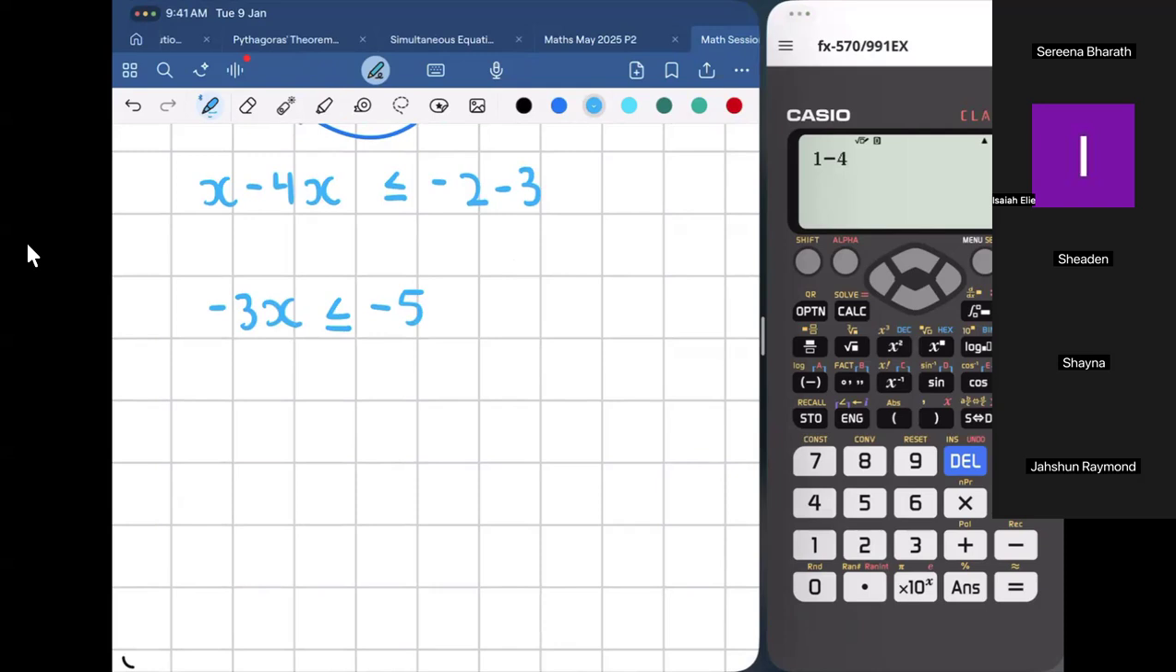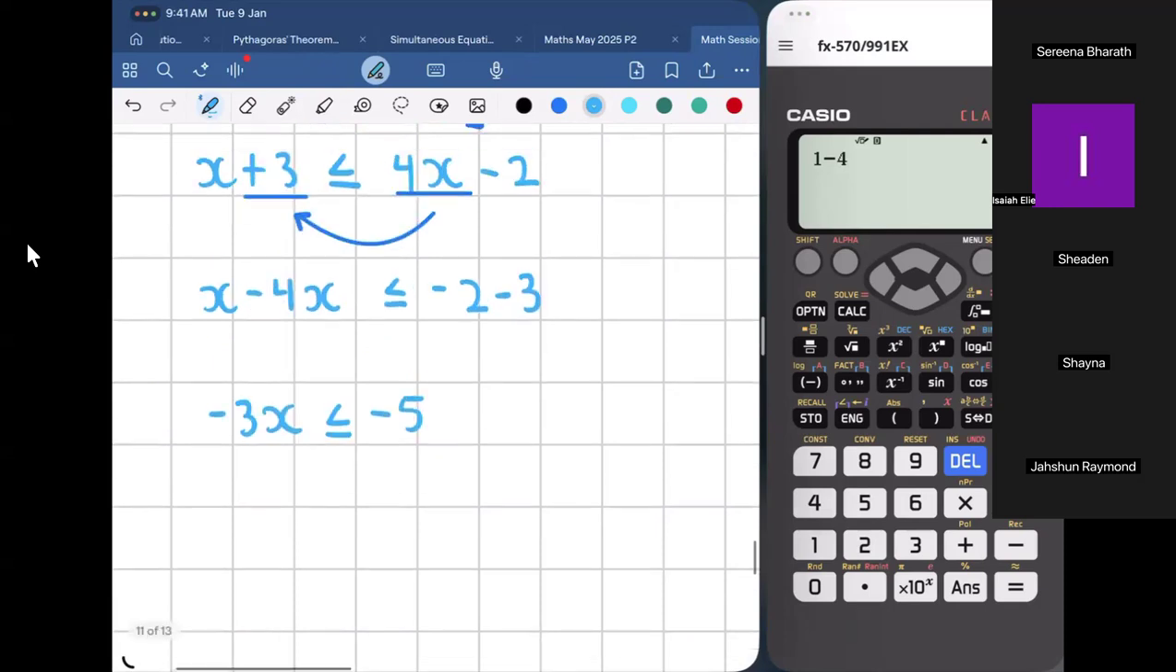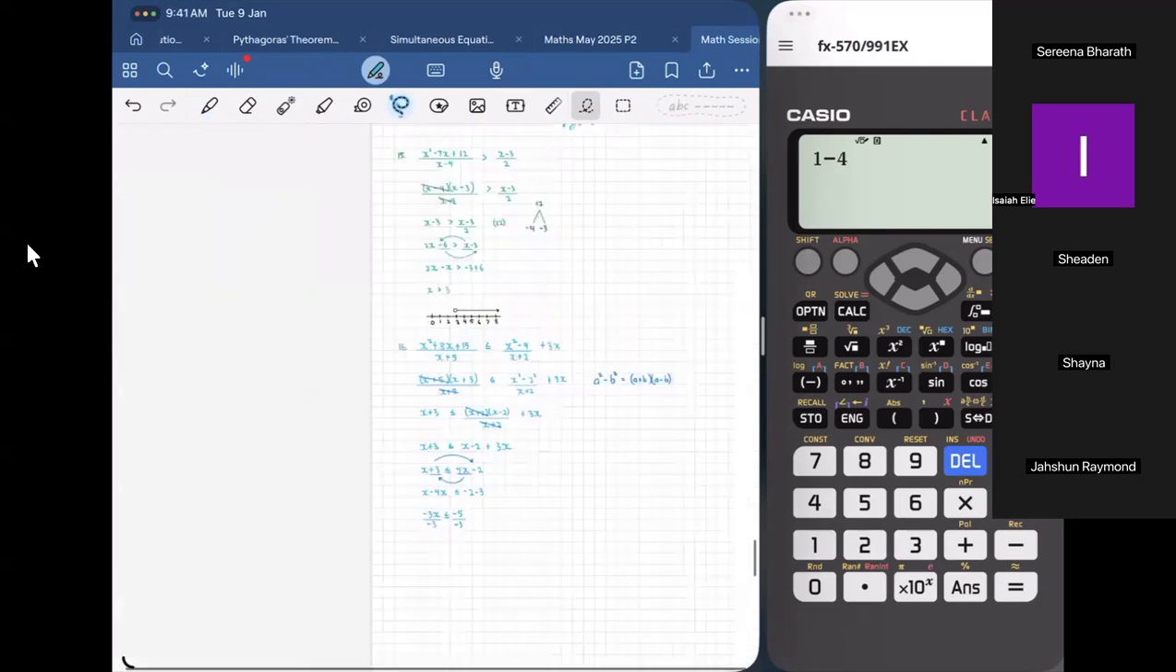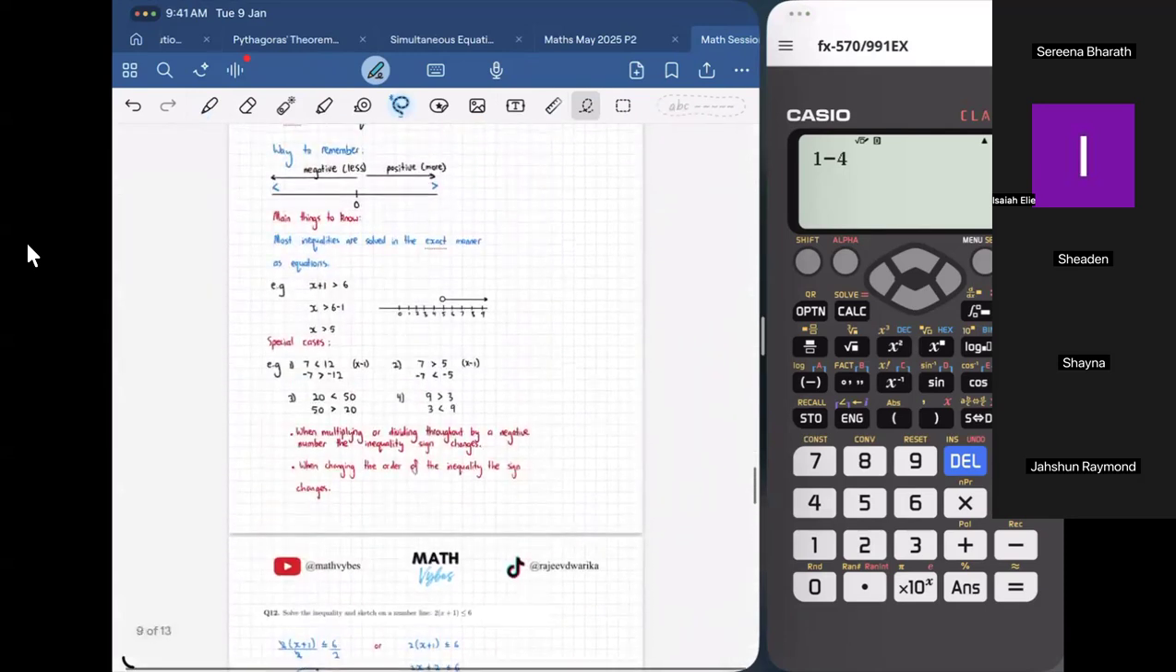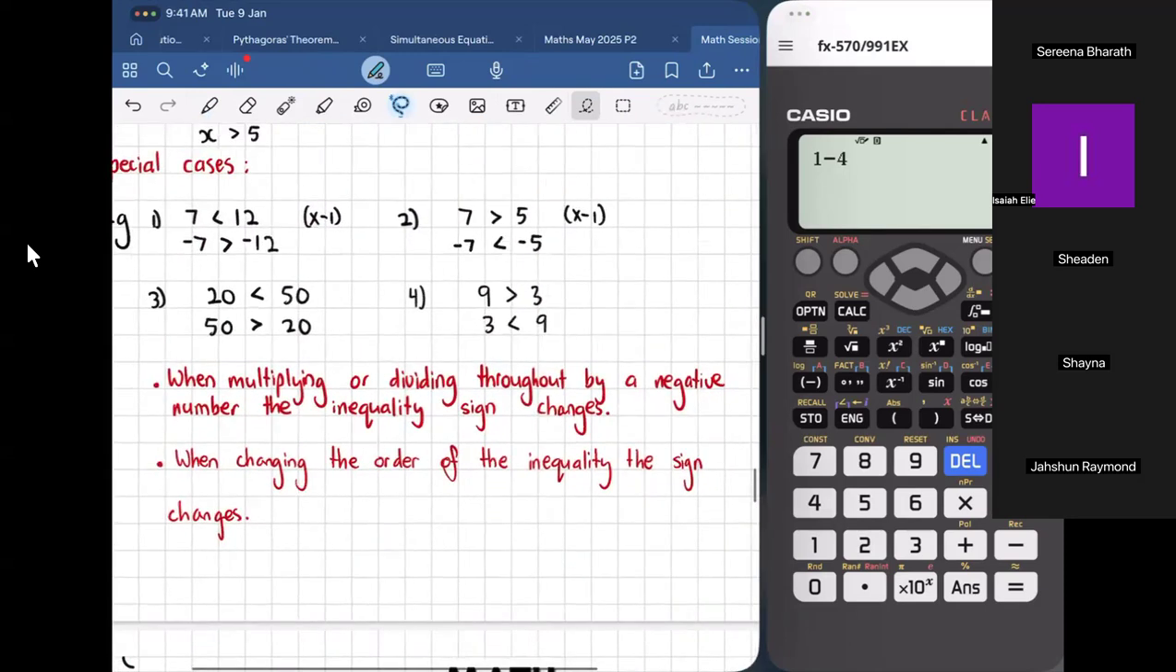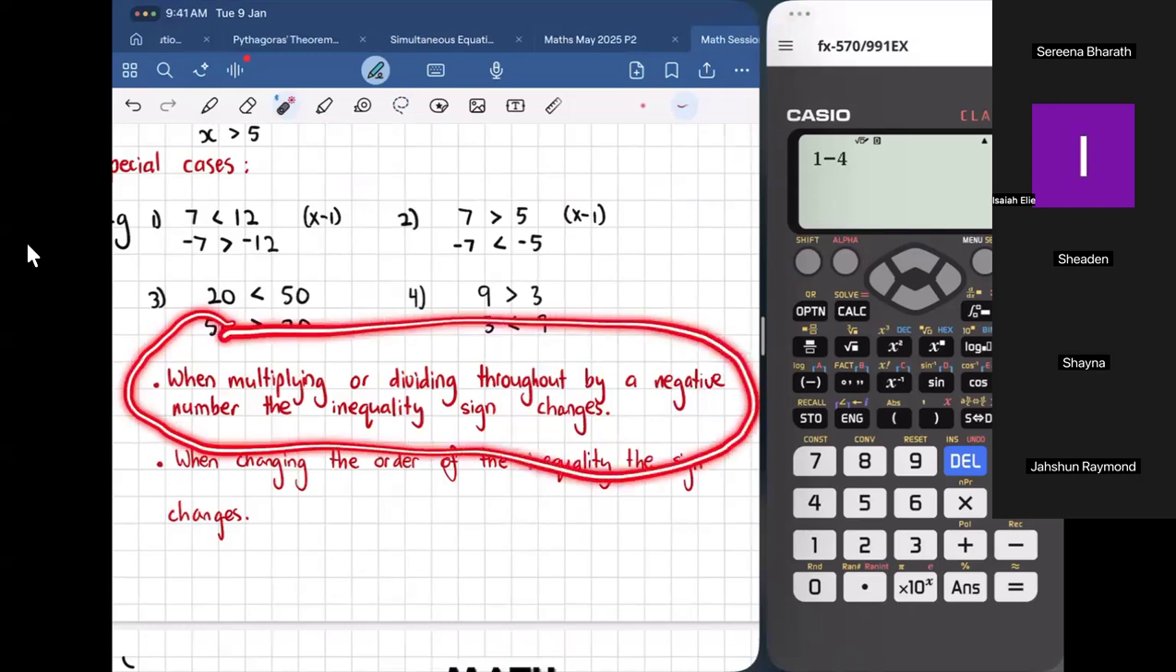I am trying to find 1x, so I will do what on both sides? Divide both sides by -3. We divide by a negative. So what's supposed to happen when we divide by a negative? Read this one now. When multiplying or dividing throughout by a negative number, the inequality sign changes.